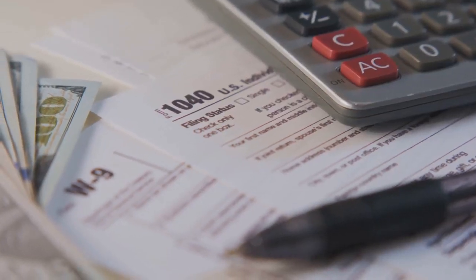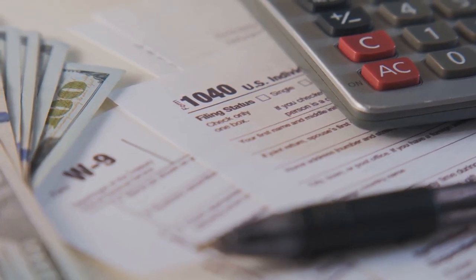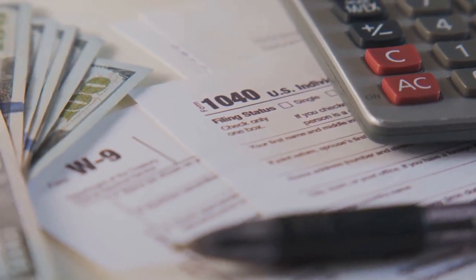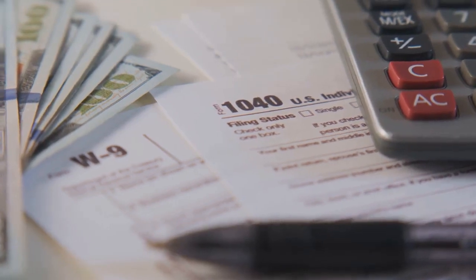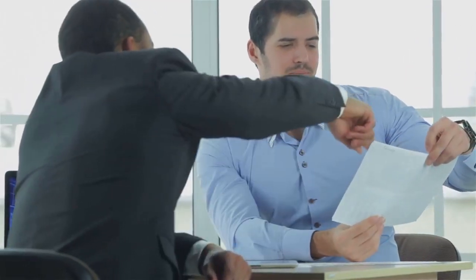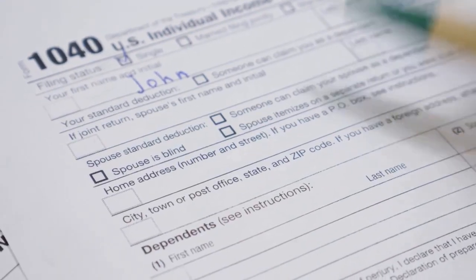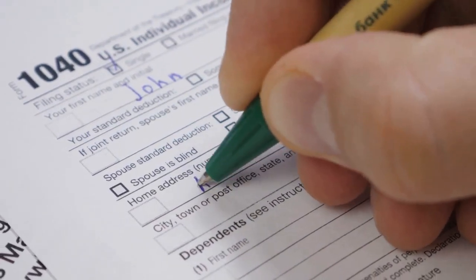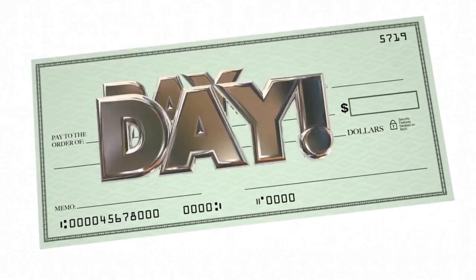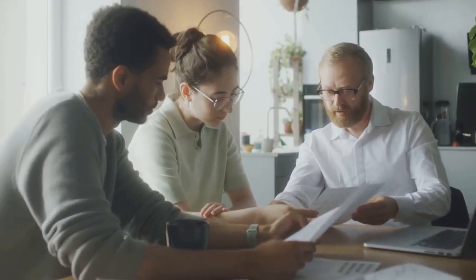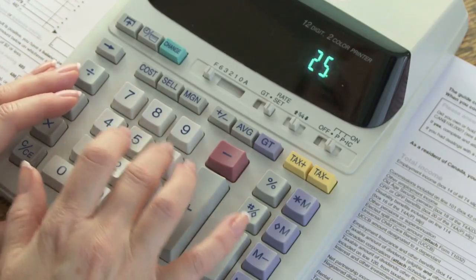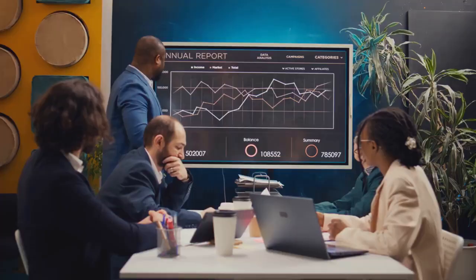Example scenario. Suppose a C corporation earns a profit of $1 million. It pays 21% in federal corporate taxes, amounting to $210,000, leaving $790,000 in after-tax profits. If the corporation distributes $400,000 of this as dividends to its shareholders, each shareholder must report their portion of this dividend on their personal tax return. If a shareholder receives $10,000 in qualified dividends and they fall into the 15% capital gains tax bracket, they would owe $1,500 in taxes on this dividend income.